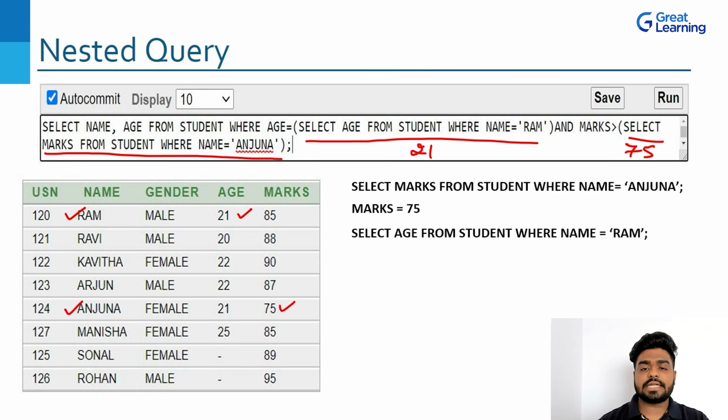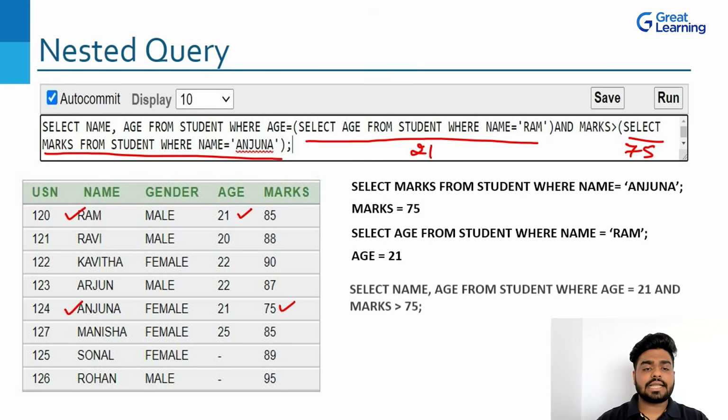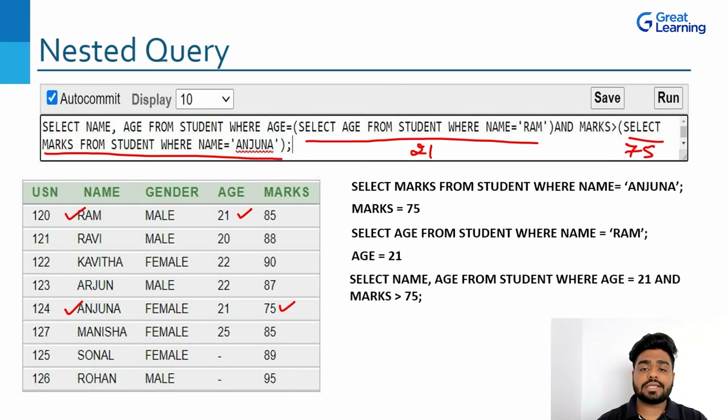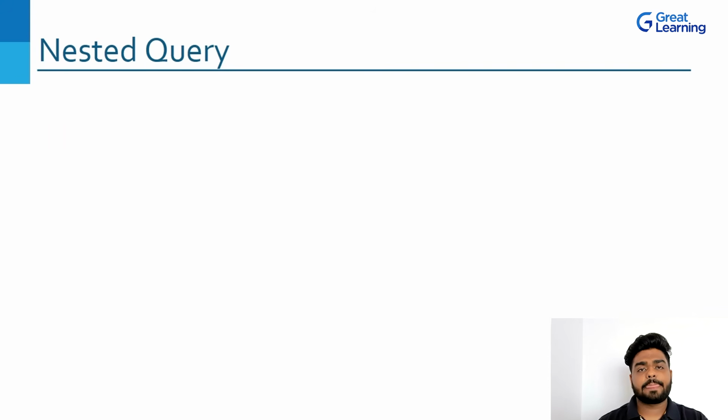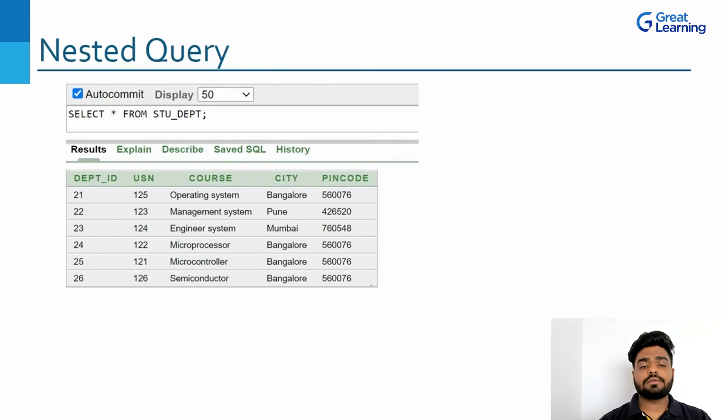Now the first statement will be: select name, age from student where age is equal to 21 and marks is greater than 75. So let's find that. Select name, age, so name and age we want from student where age is equal to 21. Age is equal to 21 here, and marks is greater than 75, which is only one, which is Ram. That is what we are getting. Okay. Now this is what we have done.